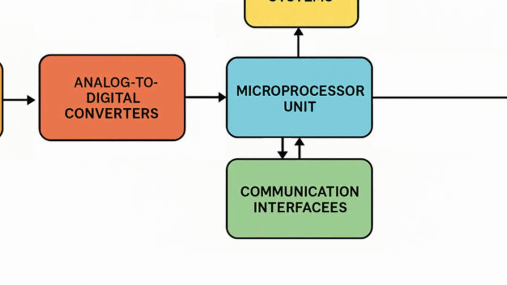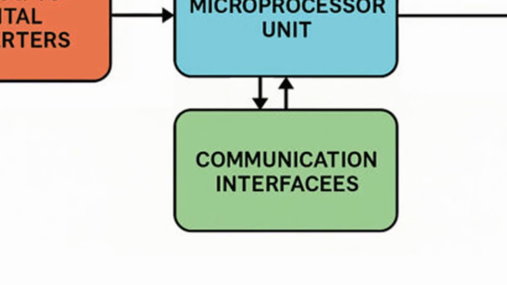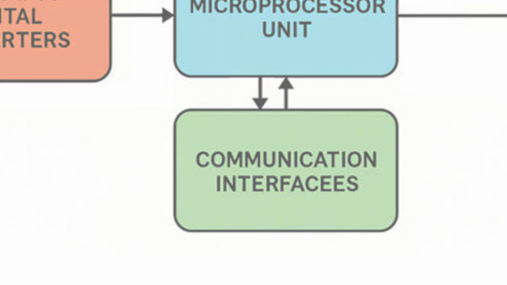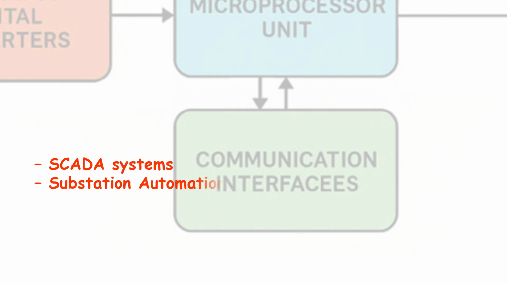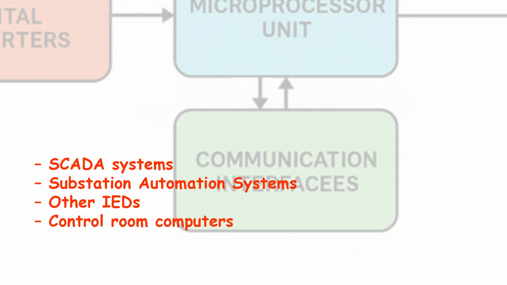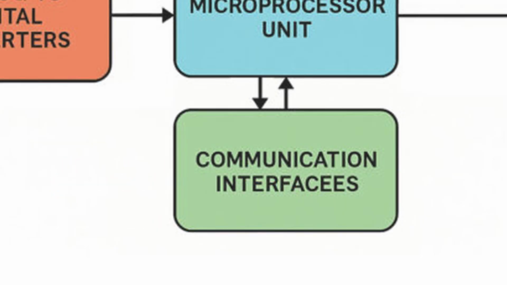The last block is the communication interface. Modern numerical relays have multiple communication ports, which support different communication protocols. This allows the relay to exchange data with SCADA systems, substation automation systems, other IEDs, and control room computers. Through these ports, the relay can send event logs, measurement values, trip status, and disturbance waveforms. Communication also allows remote monitoring and remote settings, which are very important in today's smart substations.